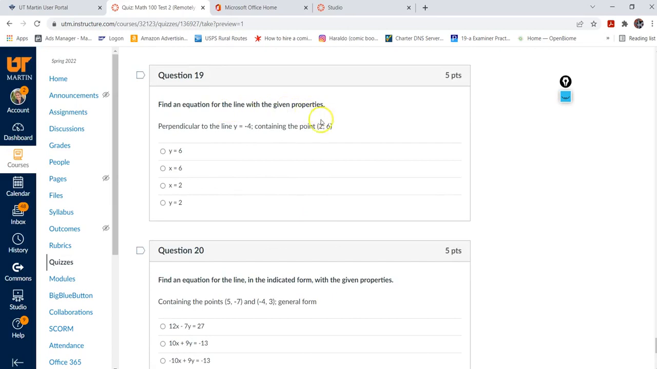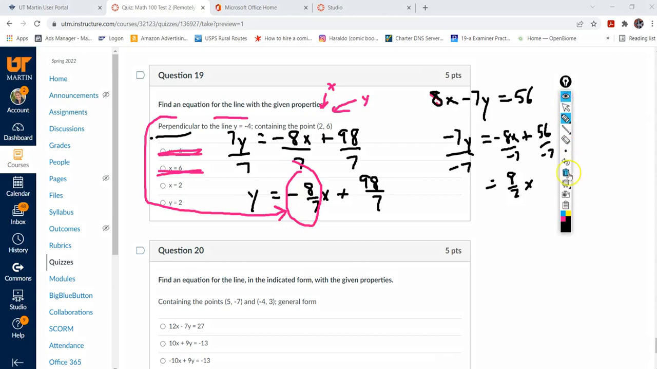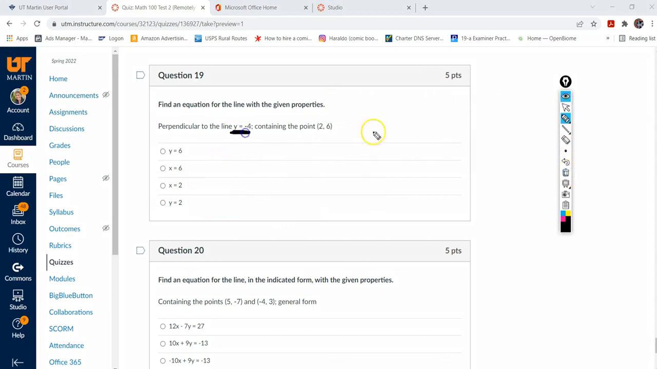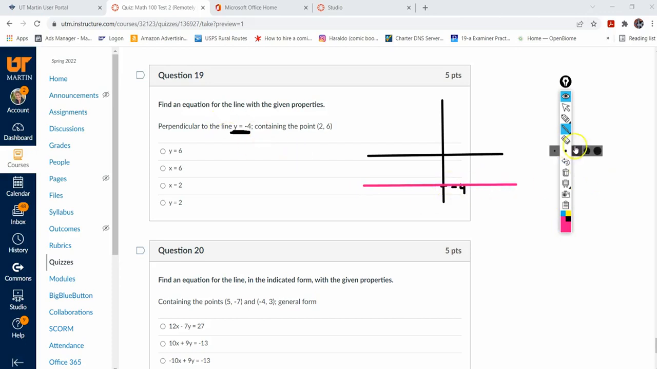Find an equation for the line with the given properties. Perpendicular to the line y equals negative 4. What kind of line is the line y equals negative 4? If it's y equals, then it's a horizontal line. So this is the line. Okay. Now, what kind of slope do horizontal lines have? They have slope of 0.